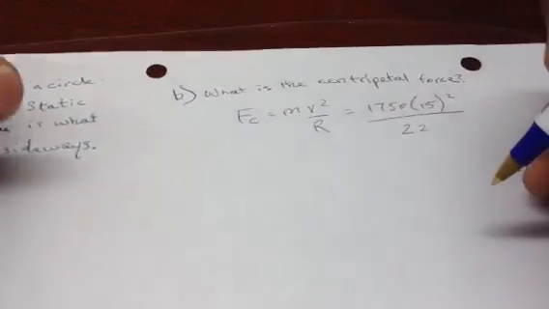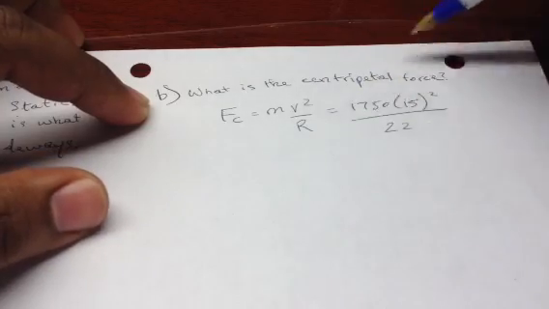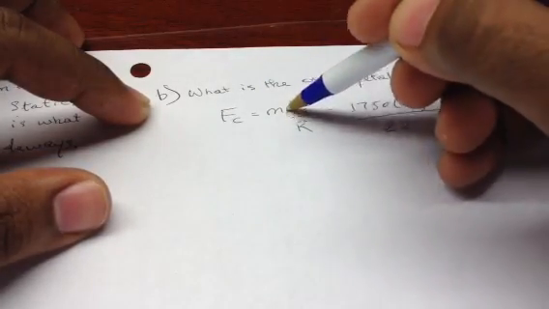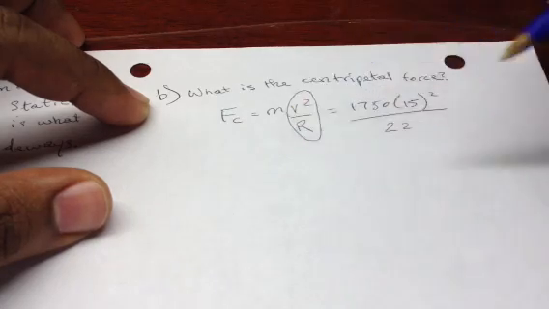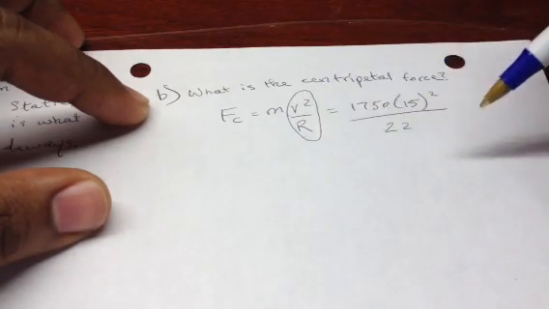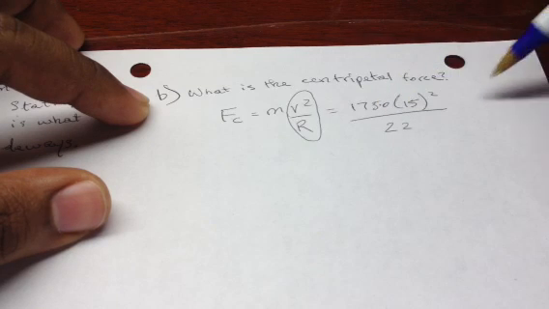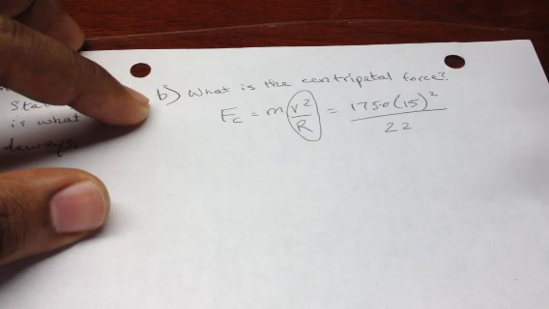Alright, our next task is to determine what the centripetal force is. Well, we know our formula, centripetal force is equal to ma, so this would be what a is equal to, v squared over r. So we plug in our numbers, we have our mass, we have our velocity, and we have our r. And that's it.